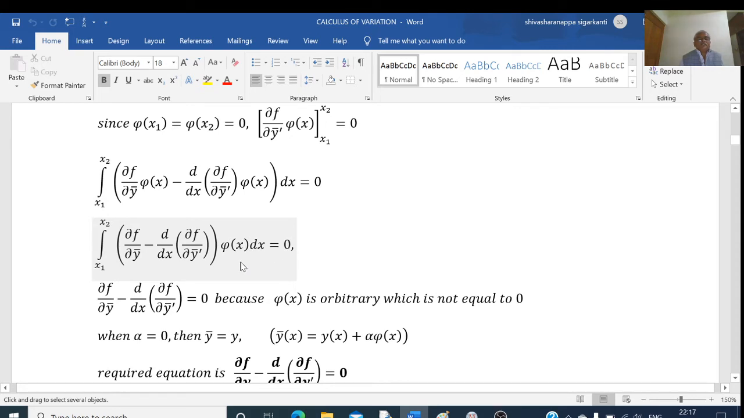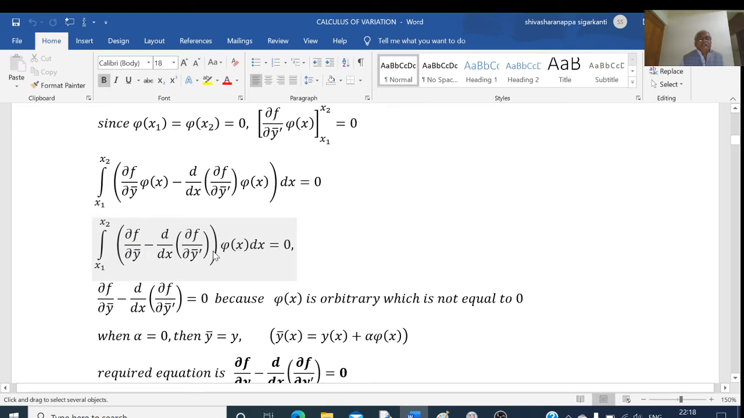The possibilities to get this integral equal to 0 are either x1 equal to x2, that is, lower limit equal to upper limit, or this integral is equal to 0. These are the two possibilities. But here x1 corresponds to the point A and x2 corresponds to the point B, and A and B are two distinct points. Therefore, x1 cannot be equal to x2. So this possibility is not there. Therefore, the only possibility is this integral is equal to 0.